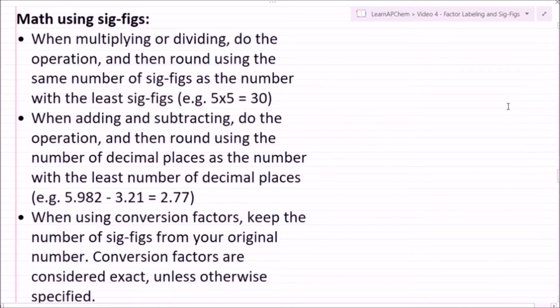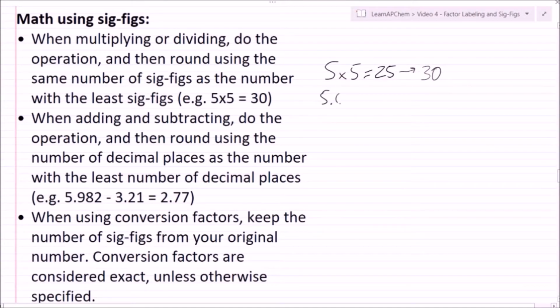Alright, so let's talk about math using sig figs. When multiplying or dividing, do the operation and then round using the same number of sig figs as the number with the least number of sig figs. So here in 5 times 5, we have 1 sig fig each. And so what we're going to get if we do that is 25, which has 2 sig figs. So we need to round this to have 1, which is going to give us 30.